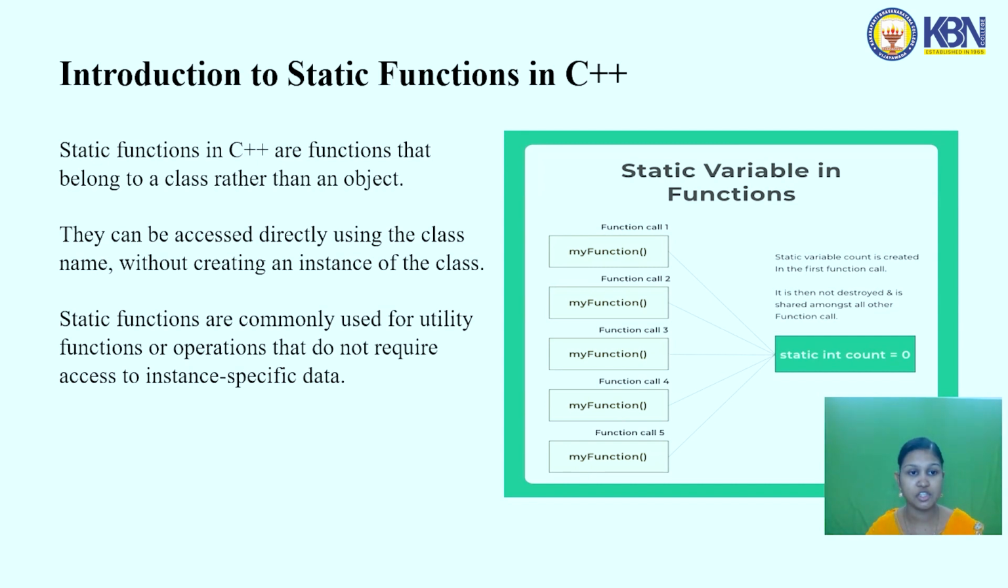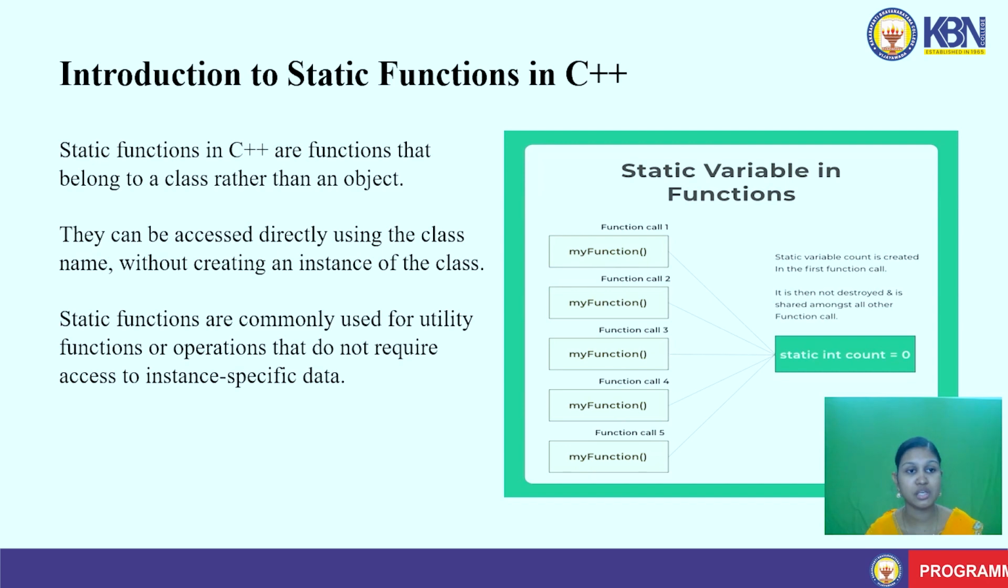A static function is commonly used for some specific task. What is the difference between a friend function and a static function? A friend function has to be used within the class only. In a static function, you use a method or variable belonging to that class. It can be accessed directly using the class name without creating any instance of the class. These functions do not require any instance-specific data. They can be accessed directly with the class, but you can't use objects in a static function.